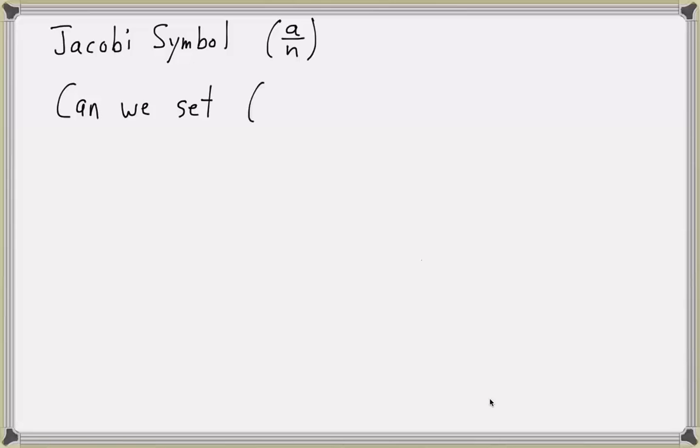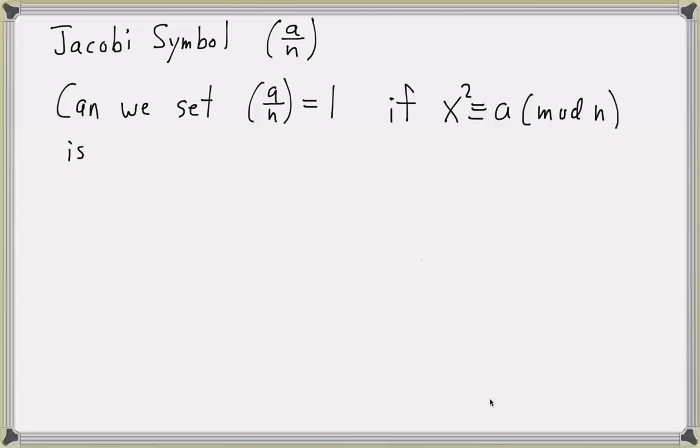So can we set the Jacobi symbol a over n equal to 1 if x squared congruent to a mod n is solvable, and -1 if not? While it might be tempting to define the Jacobi symbol this way, this would cause the important multiplicative property 3 of the Legendre symbol to fail.